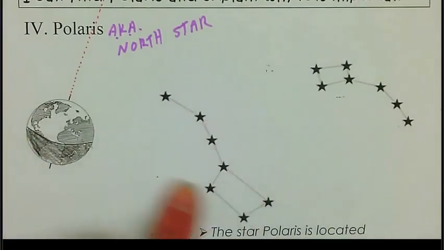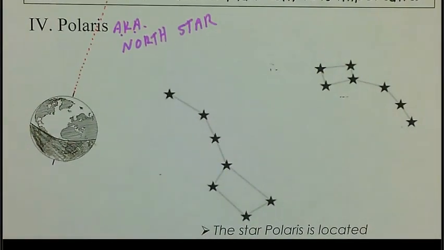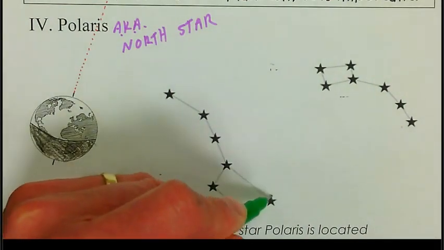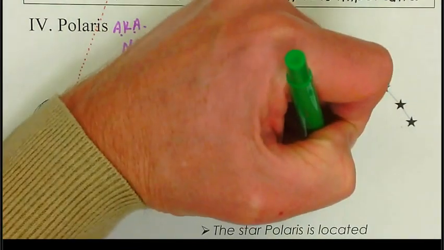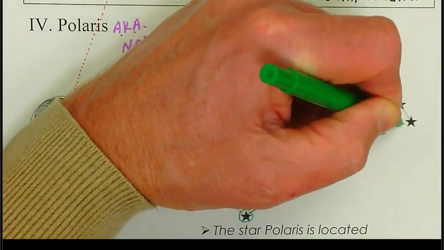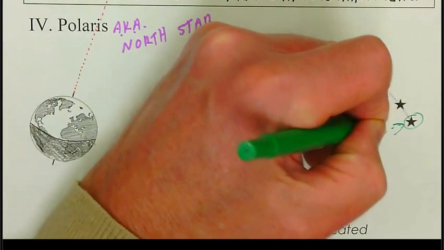So here's the Big Dipper. If you're ever confused, not sure if you're looking at the Big Dipper or Little Dipper, you're looking at the Big Dipper. The Little Dipper is really kind of hard to find. So we call these two stars the pointer stars. If we draw a line from those stars, the next star we hit is Polaris.